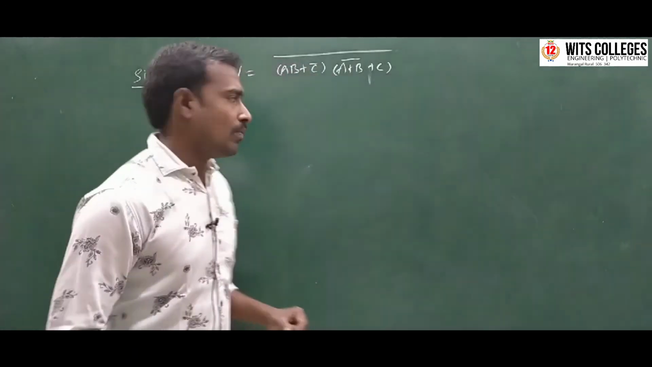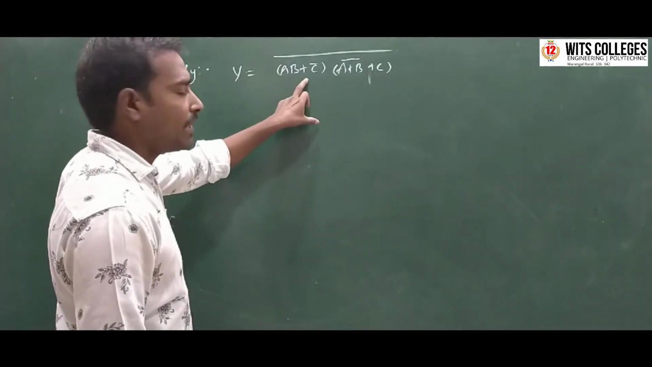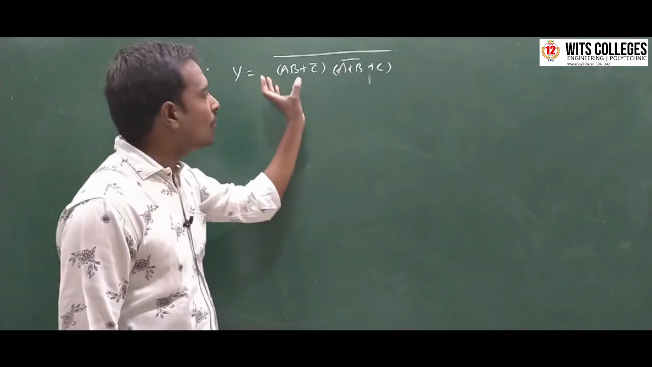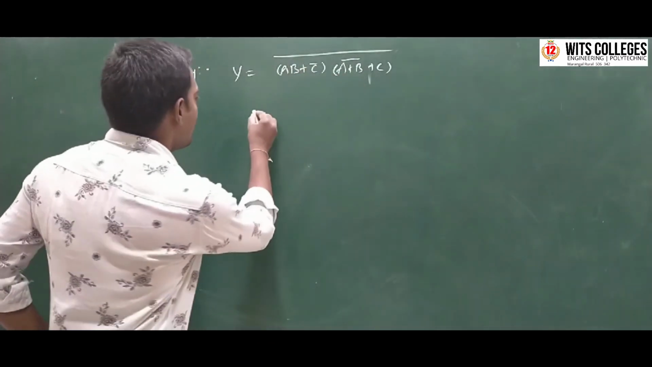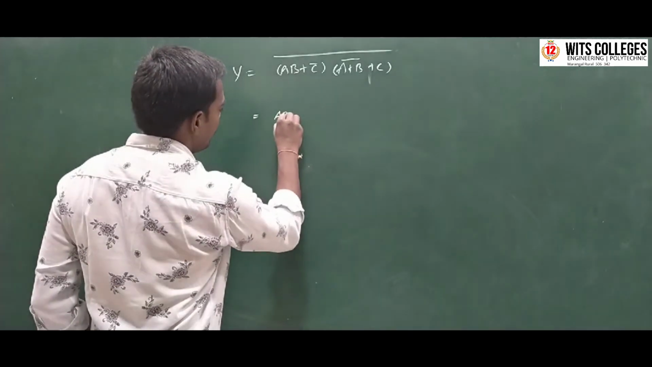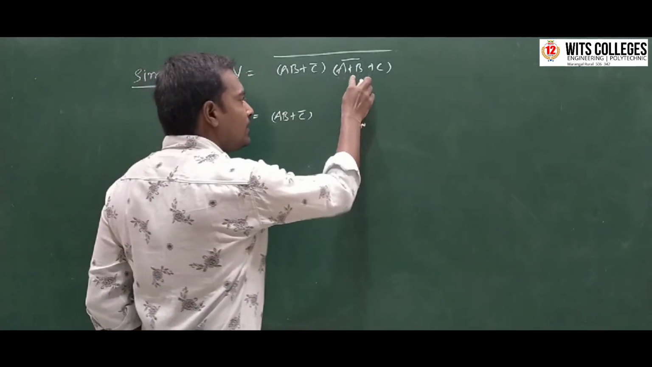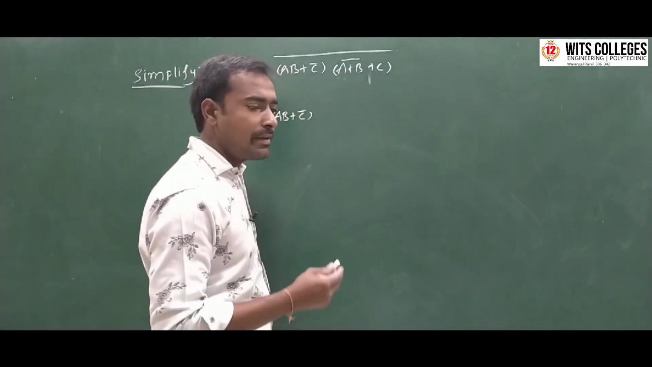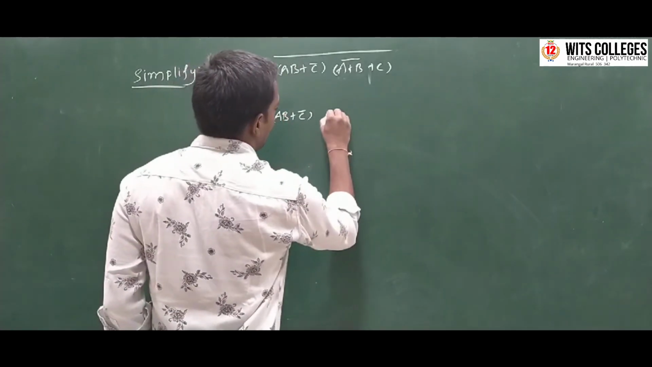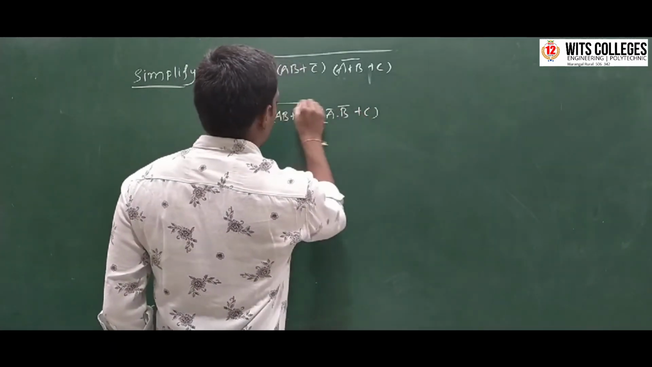Coming to the next problem: simplify the Boolean expression y is equal to a into b plus c bar into a plus b whole bar plus c whole bar. The given expression is a into b plus c bar into a plus b whole bar, which can be written as a bar into b bar by using De Morgan's law, plus c whole bar.